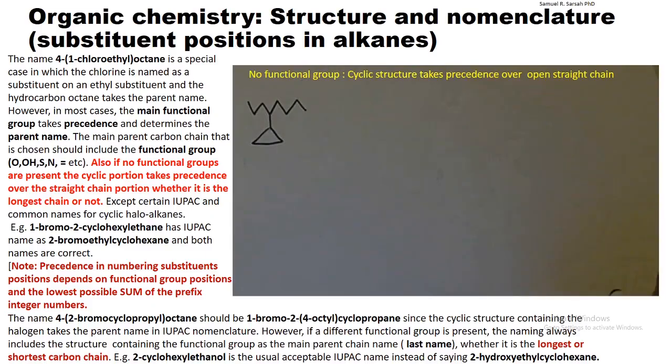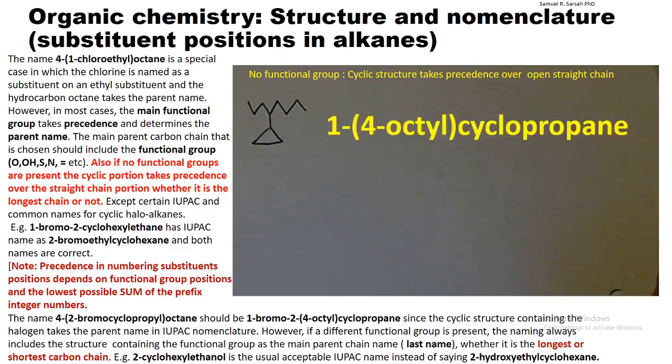Cyclopropane is attached on carbon number 4 of the octane. So that's how it looks like. There's not much to do here. The first carbon on the cyclopropane is attached to carbon number 4 of the octane. The cyclopropane takes the last name.